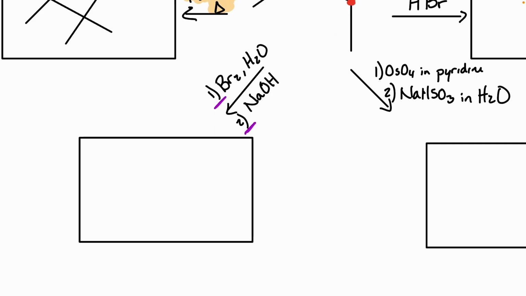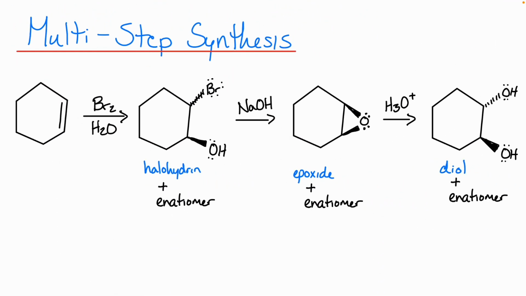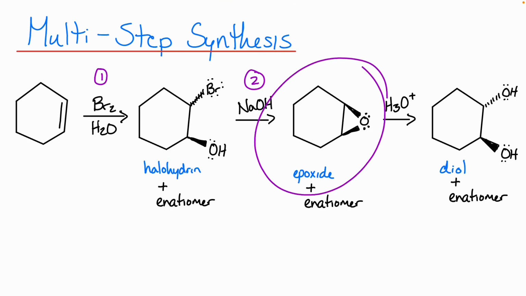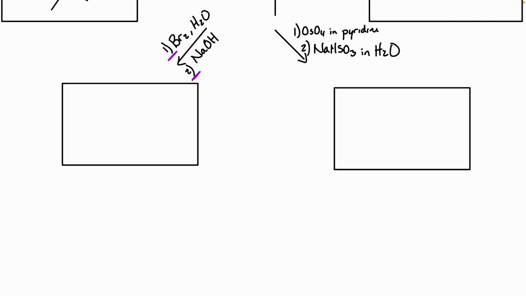All right, so let's remember, we talked about this, our multi-step synthesis here. I'm doing not only this first step, but also this second step. So what should my product be? If I stop here at this second step, what's my product? That epoxide. If I had just done the Br and OH, I would have that halohydrin, but now I did a second step with that hydroxide.